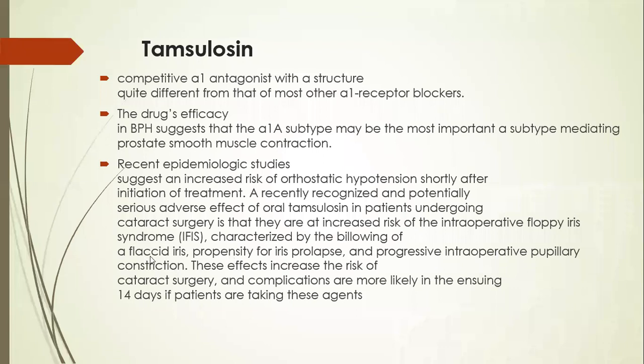Pupillary constriction we have already talked about: the pupils become smaller because alpha-1 receptors are being blocked by the antagonist tamsulosin. These effects increase the risk of cataract surgery, and complications are more likely in the ensuing 14 days if patients are taking these agents.